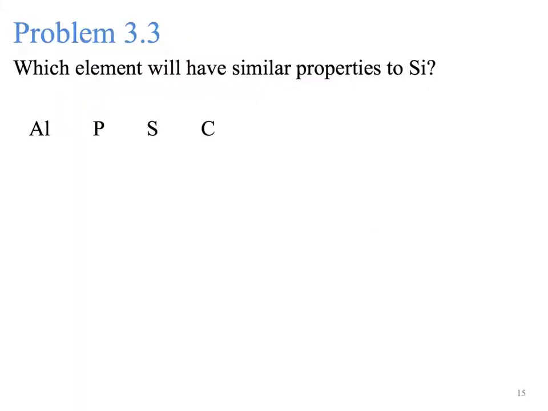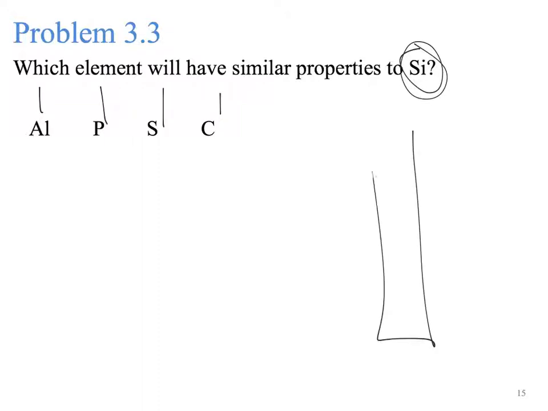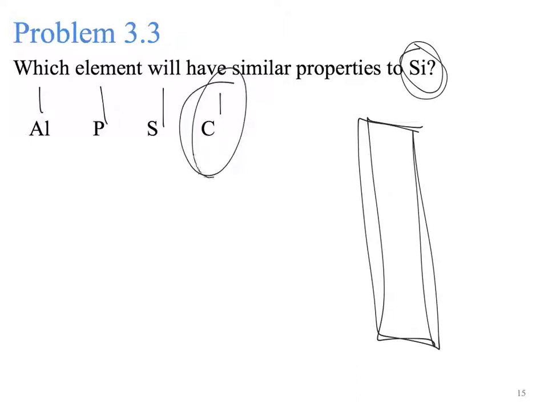Which elements will have similar properties in the periodic table to silicon? So what you're going to do is place these in the periodic table and see if any of these elements is in the same column or the same group as silicon. When you place all of them, you realize that carbon is in the same group as silicon, therefore it will have similar properties to silicon.